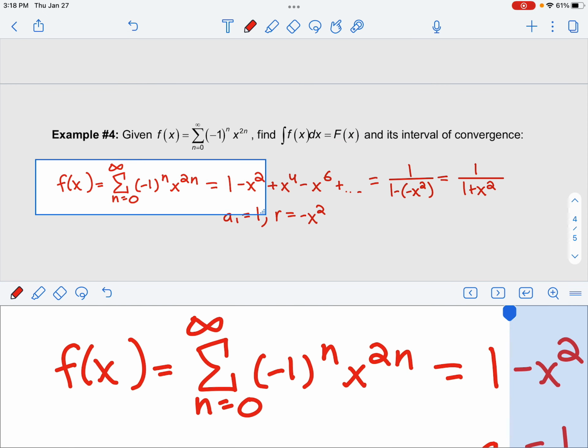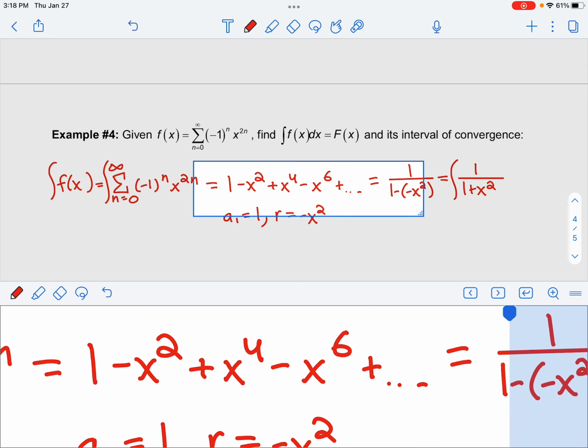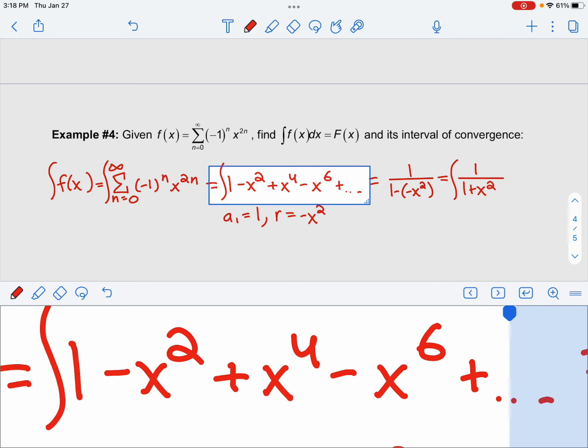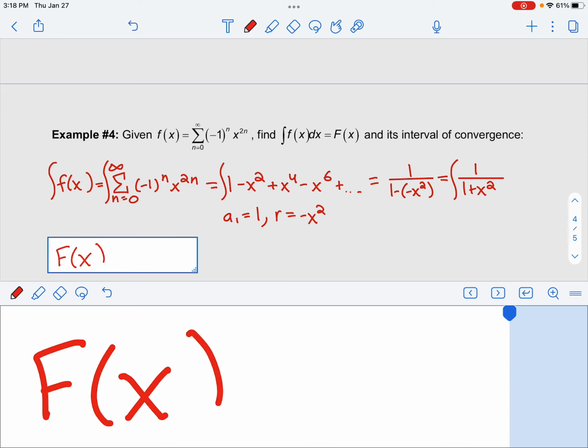Now you're going to have to forgive me, we're not putting dx's in all of this. But if I were to take the integral of this, it would mean taking the integral of this sum, which would mean taking the integral of what we have at the end there, 1 over 1 plus x squared. But it would also mean taking the integral of each of these terms separately: the 1, the negative x squared, the plus x to the 4th, the minus x to the 6th, etc. So if I were to do that in order to get big f of x, what would that be?